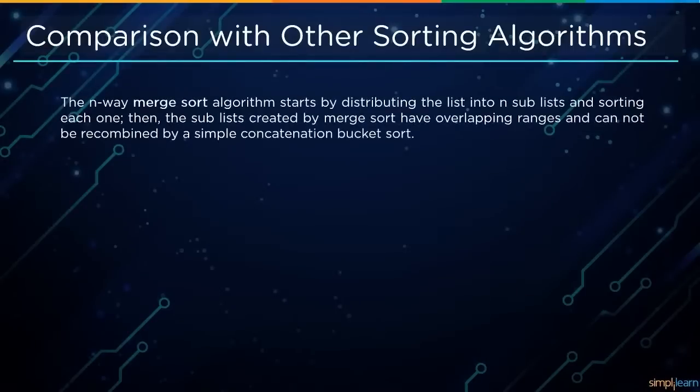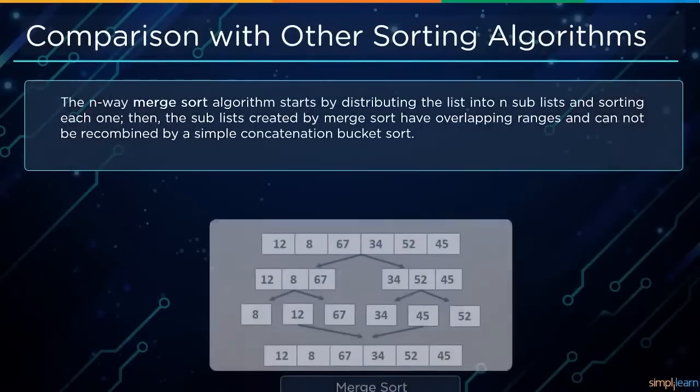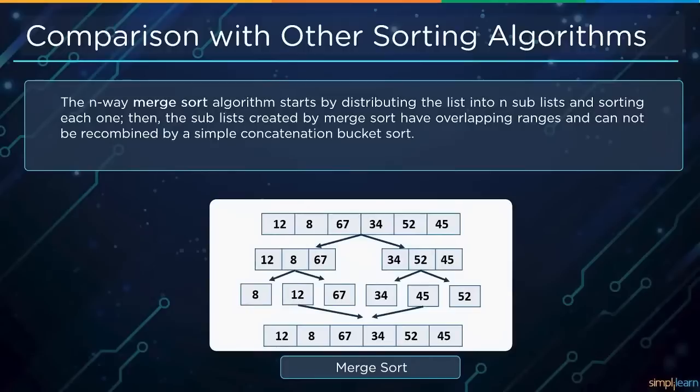After that, we have merge sort. The n-way merge sort algorithm starts by distributing the list into n sublists and sorting each one. Then, the sublists created by merge sort have overlapping ranges and cannot be recombined by a simple concatenation as in bucket sort.